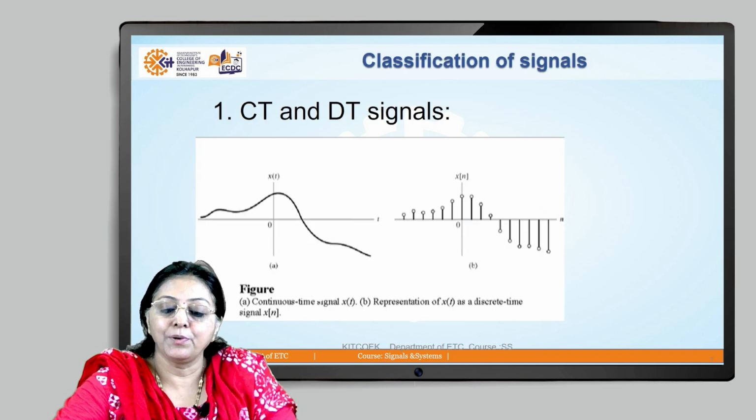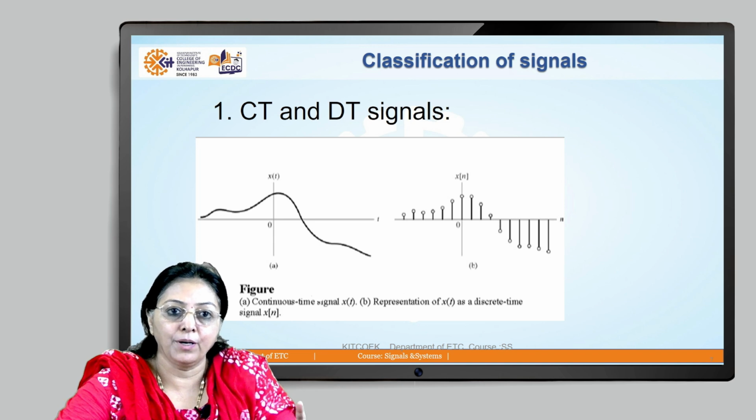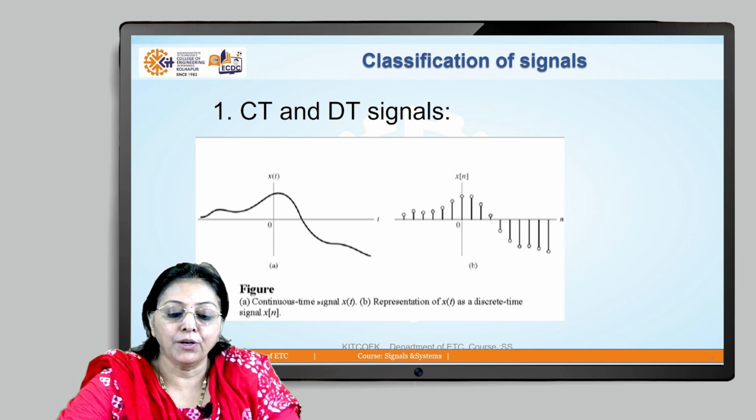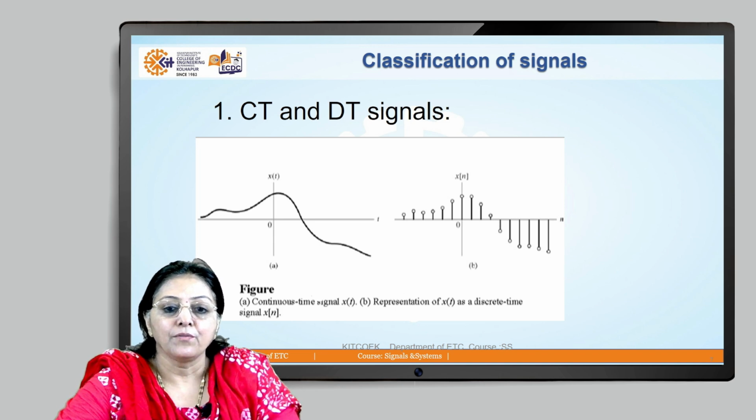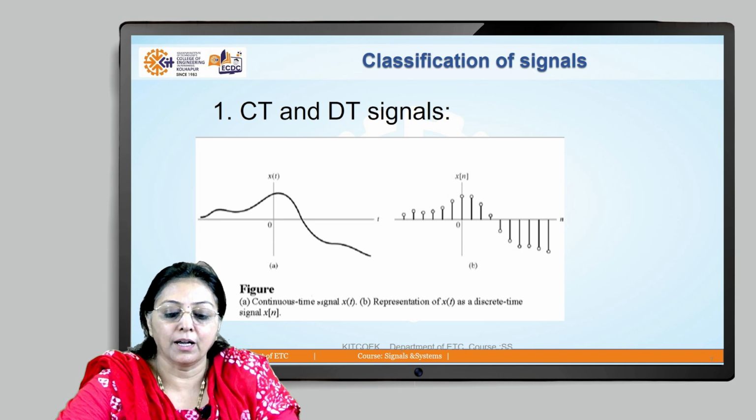Now, classification of a signal, which is an important point of our course objective. Continuous time and discrete time. When you observe this waveform, the first diagram is a continuous time signal, and the second one is the discrete time signal.